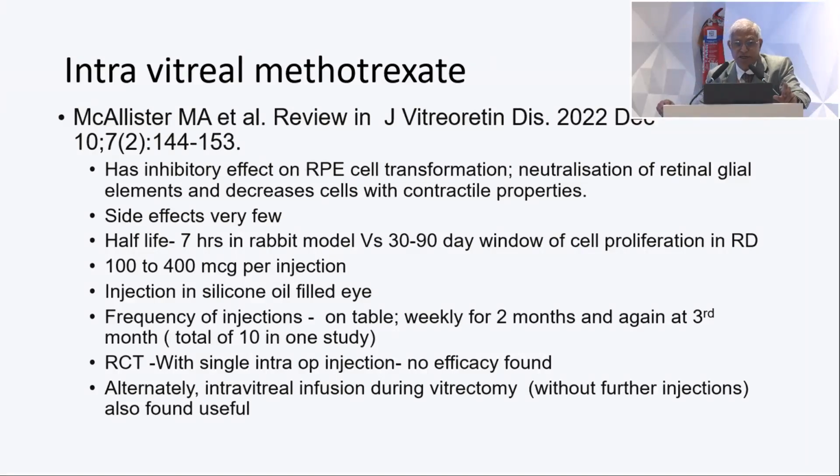So we concentrate on intravitreal methotrexate, which has shown some promise. Dr. Narendra Babu is going to probably share some of his studies. But there's one review article by McAllister et al., which has shown that intravitreal methotrexate has an inhibitory effect on RPE cell epithelial mesenchymal transition. It neutralizes the glial elements and decreases the cells with contractile properties. Side effects are very few, but the half-life is very short. In rabbit eyes, it has been shown to be only 7 hours.